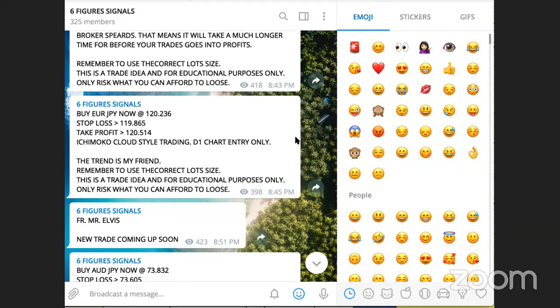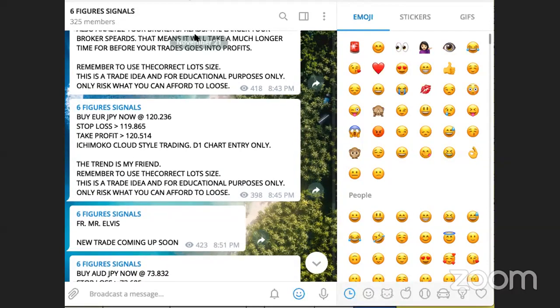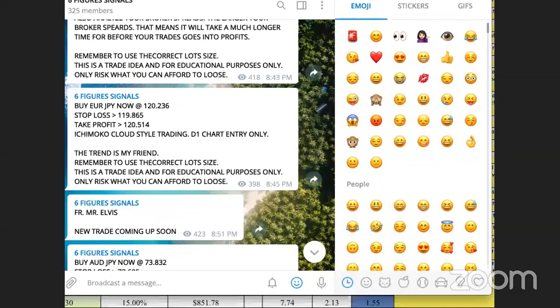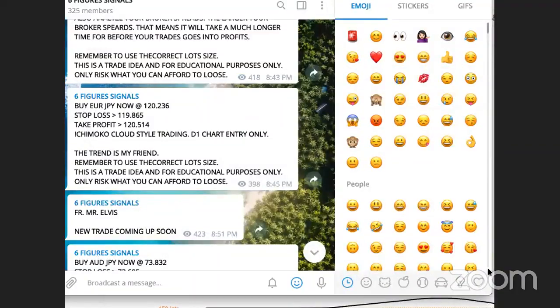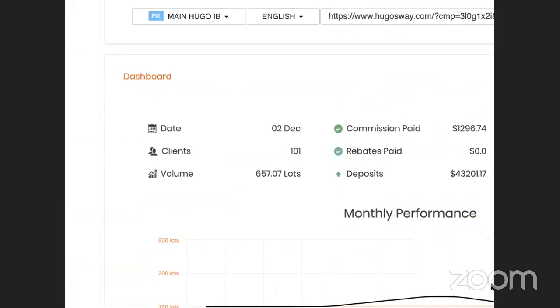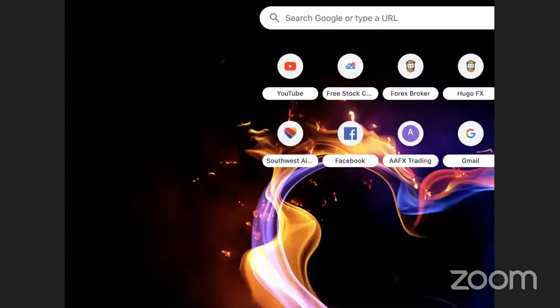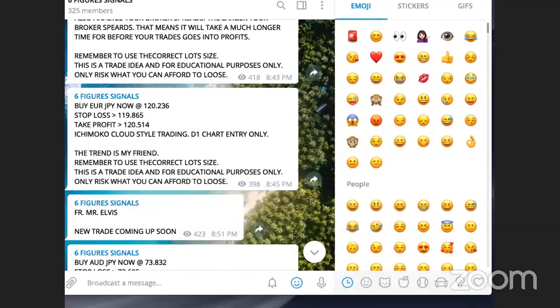So real fast, this is our six-figure signals channel. We can see there's quite a bit on here. Sorry, let me minimize it. Of course, that didn't work. Silly me. Okay, so we can see there's quite a bit of, let me just close all these windows. Go me.